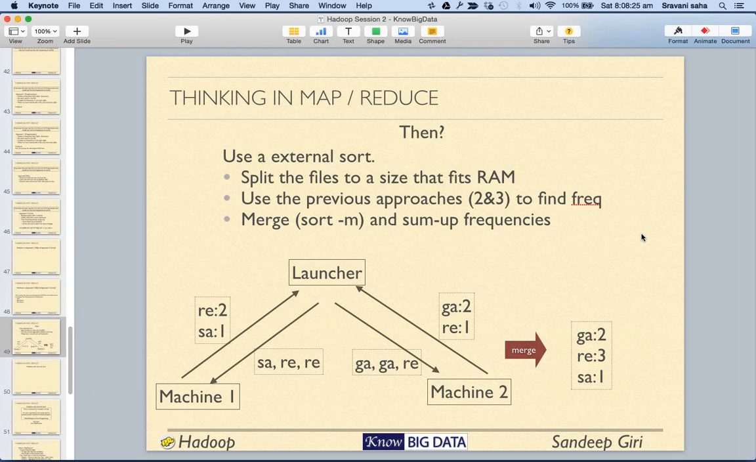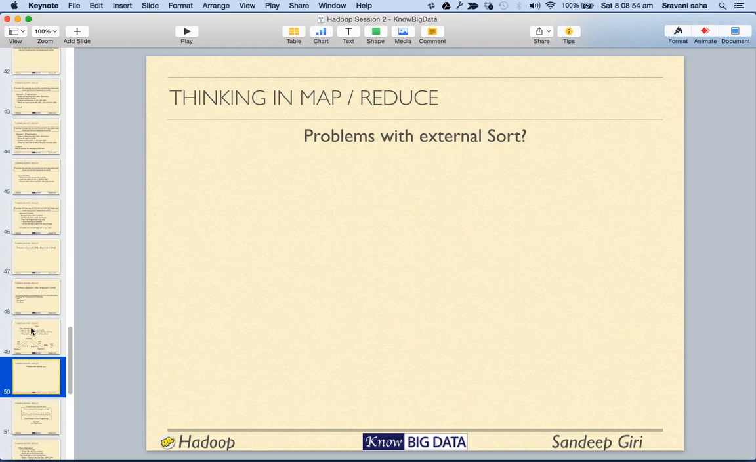Basraj's question is, while merging the data, will the data set be copied to the launcher, or how does it happen? Yes, the data set will be copied back to the launcher. Murli's question is, what if any of the machines goes down? Excellent. Any other problem do you see here? We also call this external sort. So what's the problem with this approach?